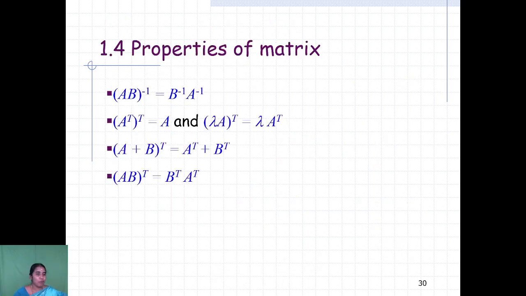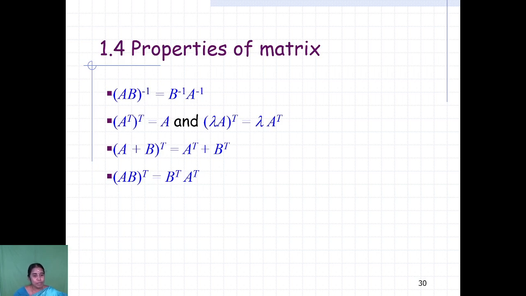Properties. (AB) whole power minus 1 is nothing but (AB) whole inverse, which is B inverse times A inverse. Next, (A transpose) whole transpose is nothing but A. In the same way, (lambda times A) whole transpose equals lambda times A transpose. The scalar multiplication by lambda does not change anything.